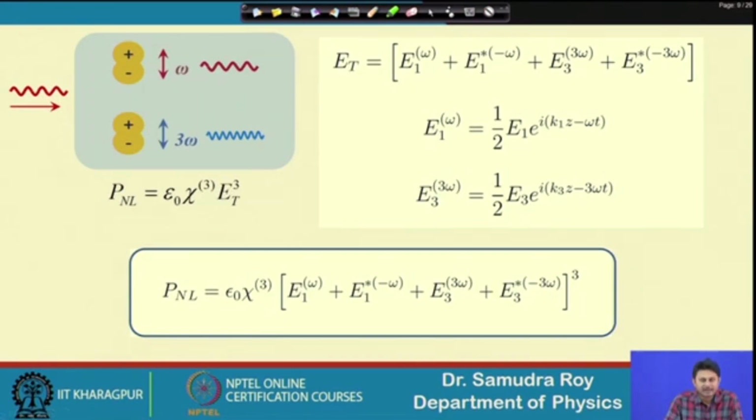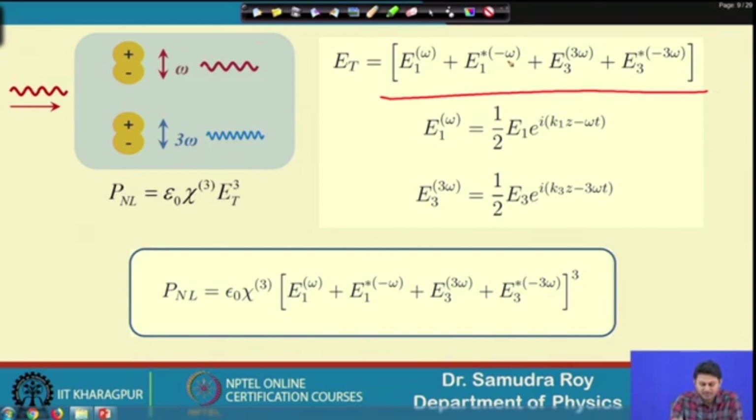Well, after having this knowledge of susceptibility and the symmetry of the susceptibility, let us again go back to our original problem. That is, if I launch an electric field of frequency omega, then in the system two frequency components will be generated, omega and 3 omega. If 3 omega is generated, then the total electric field inside the material is now represented in terms of omega 1 and minus omega 1, and 3 omega and minus 3 omega.